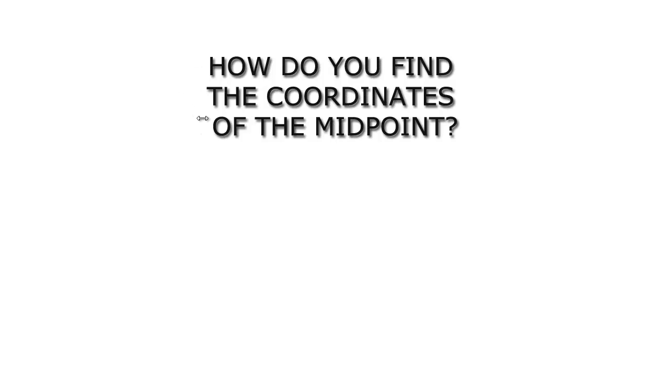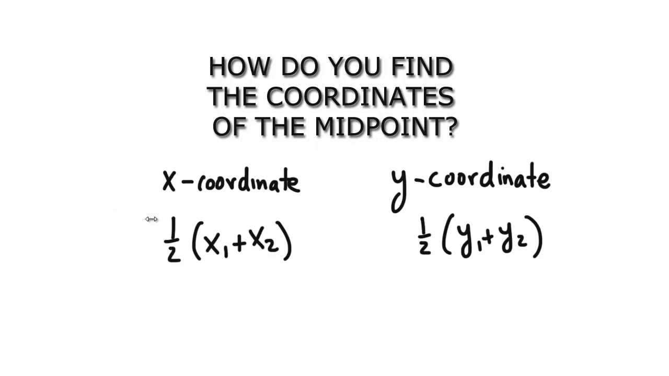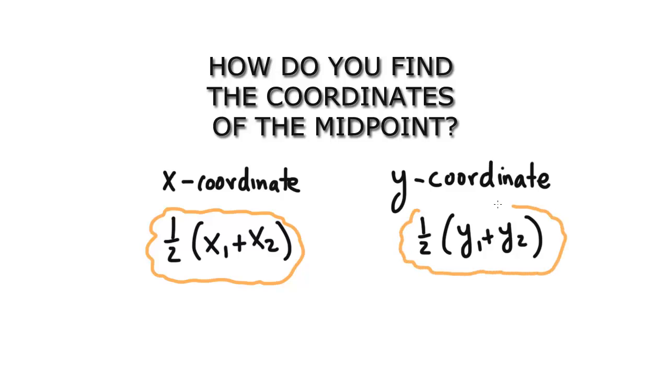At this point, you might be asking yourself this question: how do you find the coordinates of the midpoint? To find the x coordinate and y coordinate of the midpoint, we use these two expressions. To find the x coordinate, it's 1/2 times the sum of x1 and x2. To find the y coordinate, it's very similar: take 1/2 again and multiply that by the sum of y1 and y2.